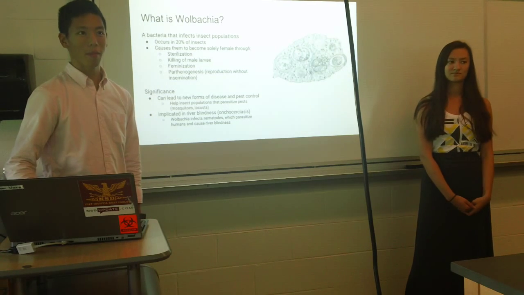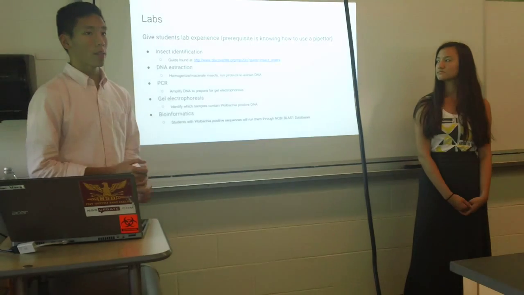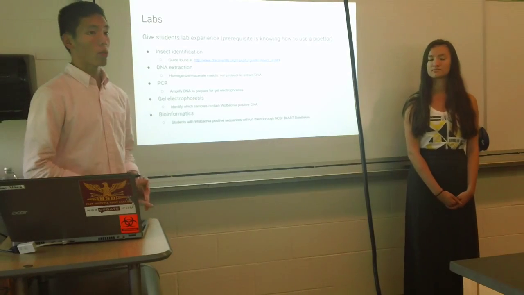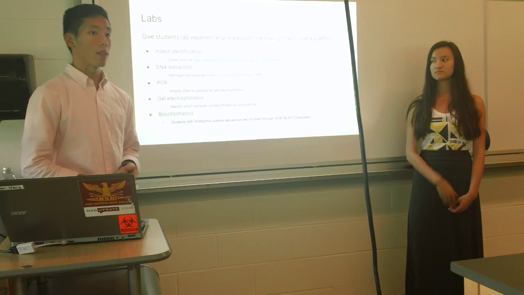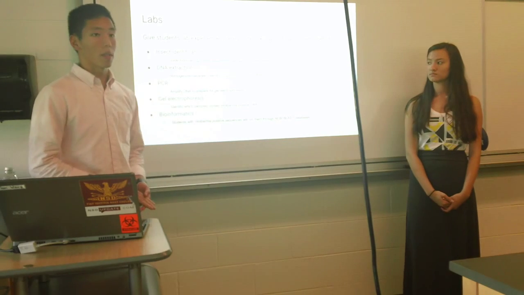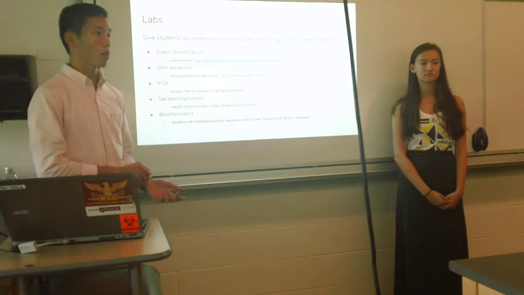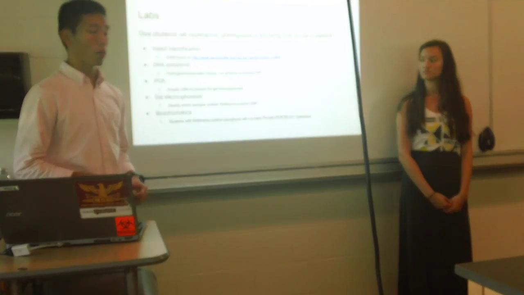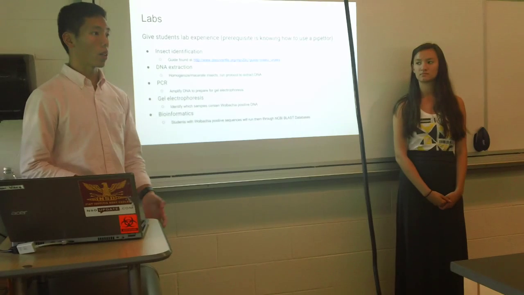So the primary objective of this project is going to be giving kids lab experience. The labs are broken up into 5 portions. The first is going to be insect identification, and we will ask students to collect their insects for a larger diversity. We will be using this link right here to help us identify our specific insects. After we identify, we'll then be going to DNA extraction, and then that will be prepped for PCR, in which we'll be amplifying the amount of DNA, in preparation for gel electrophoresis.